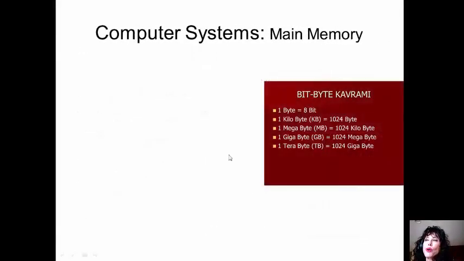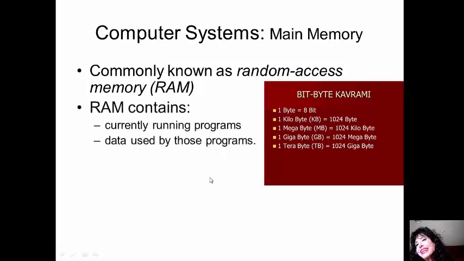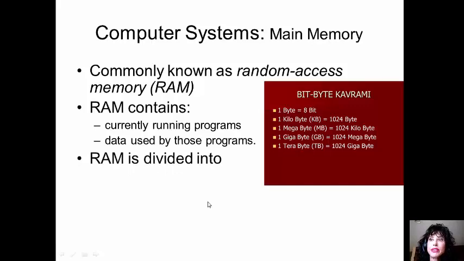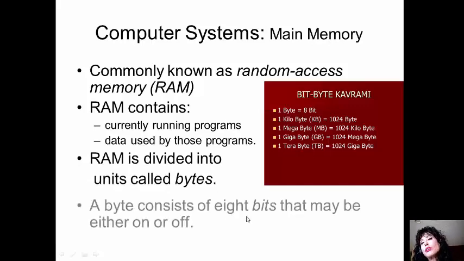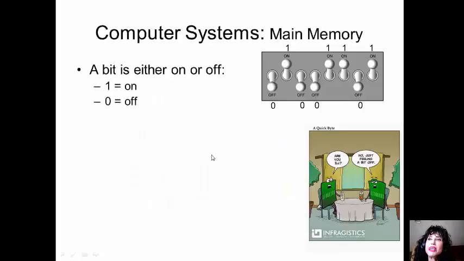Let's talk a little bit more about memory now. That's the next big piece up for hardware. The memory that we usually work with is RAM, random access memory. And RAM contains the currently running programs and the data used by those programs. RAM is divided into units called bytes, and a byte consists of 8 bits that may be either on or off. So if a bit is on, that's considered the number 1, and if it's off, that's considered the number 0.